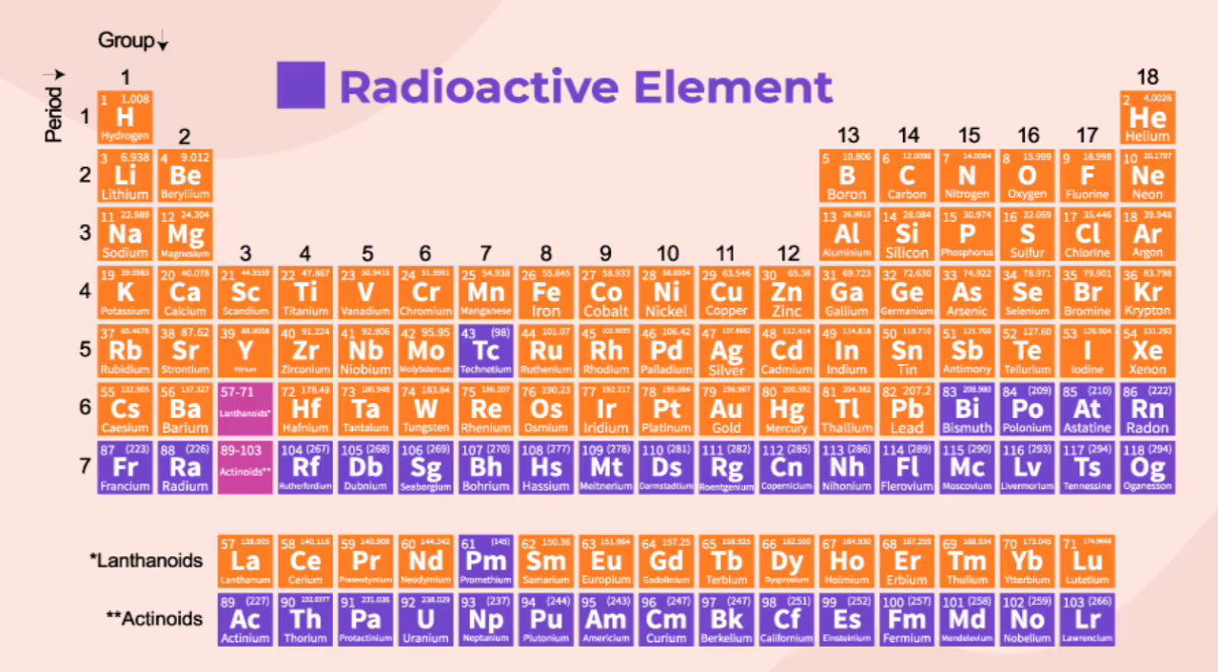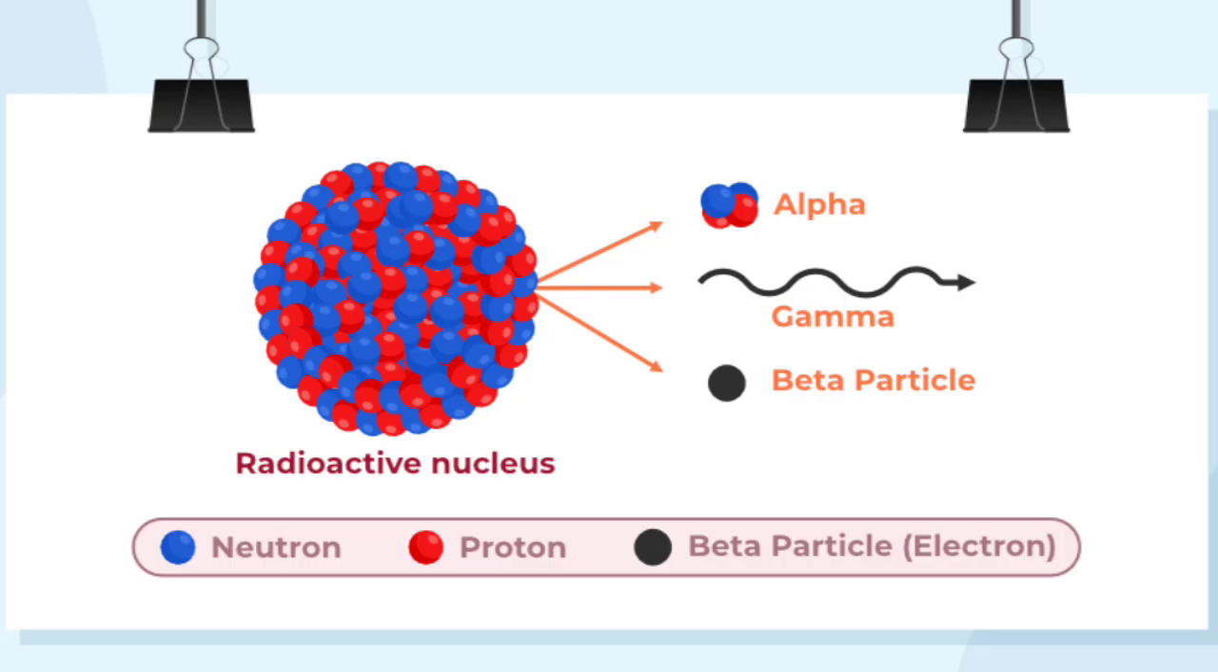The elements shown in the periodic table in purple color are all the radioactive elements out of 118 elements in our periodic table. An atom of a radioactive element is shown here. As you can see, the radioactive element's atom releases alpha, gamma and beta rays.